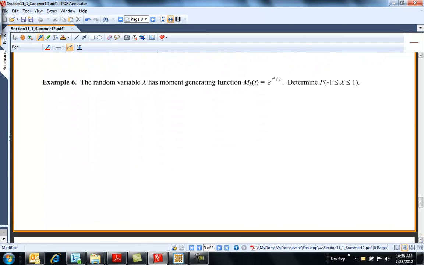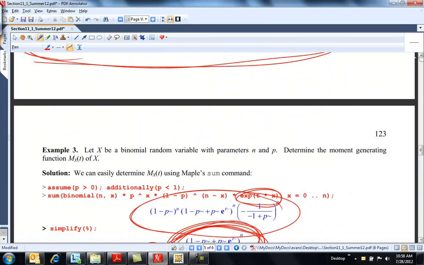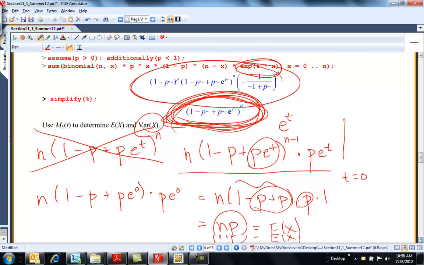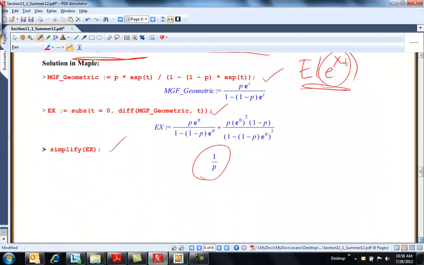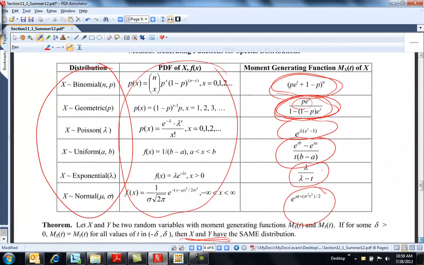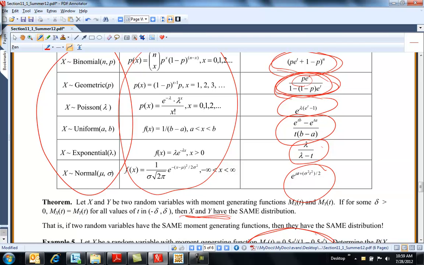Okay, here's another one, e to the t squared. Here's the moment generating function. What's the probability x is between -1 and 1? So if we went a little bit too far there, look at your moment generating functions and try to distinguish. It was e to the t squared.